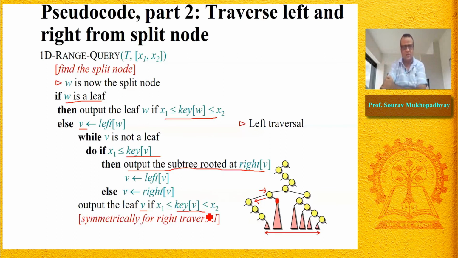So similarly, the right traversal is similar.